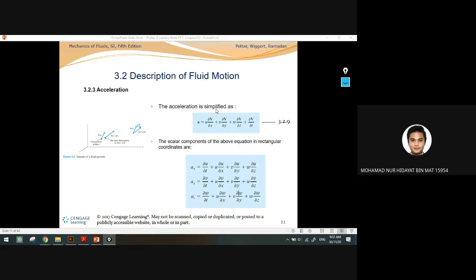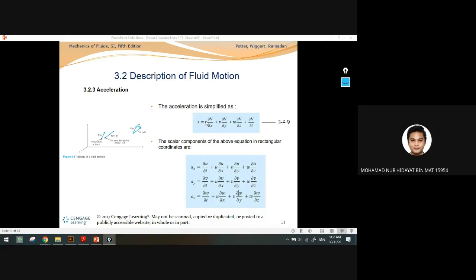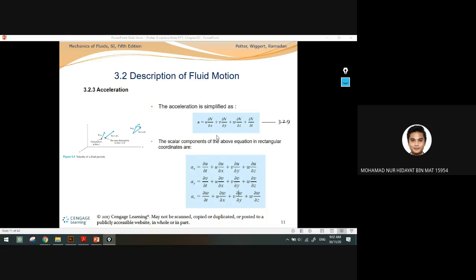And here is the simplification process. The acceleration is simplified as u. Remember previously, we replaced dx over dt with u. So this is u, partial derivative of v over partial derivative of x. This is fixed, this is kept. We have to maintain this term. This term is maintained until it becomes this equation. So basically, this is the equation of acceleration.